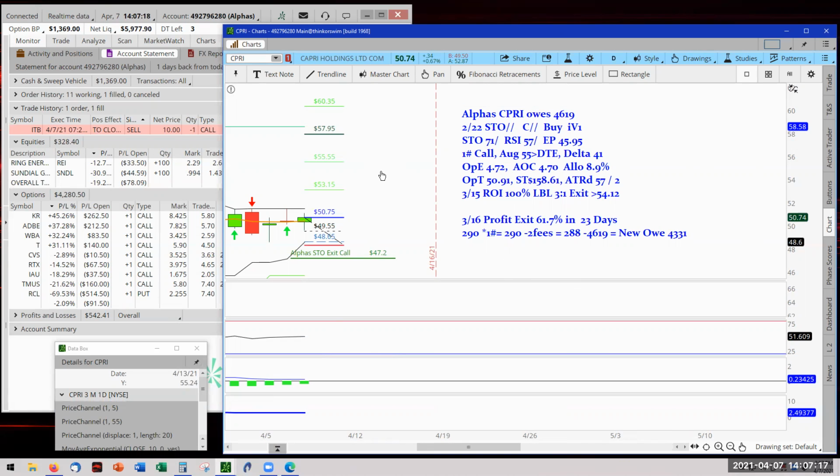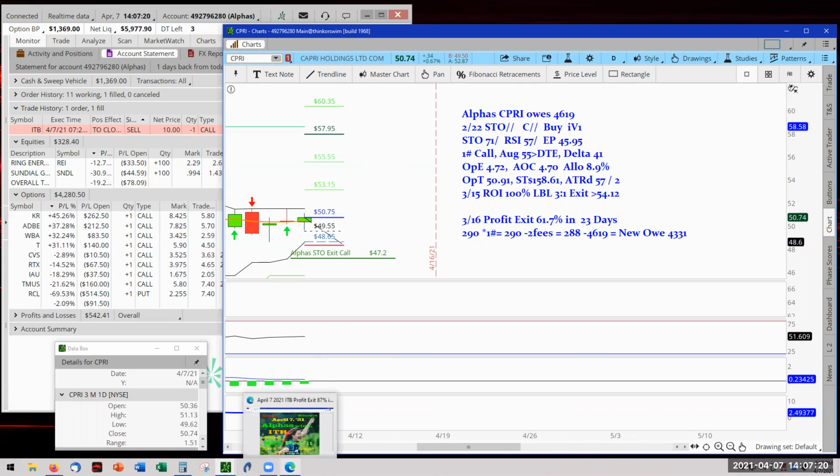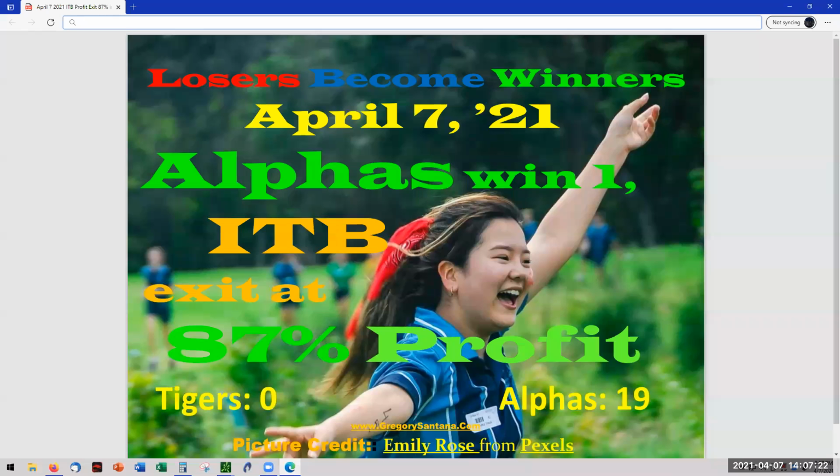With that said, we're going to go ahead and conclude today's report for losers become winners, with the Alphas having a win of ABT, exiting at 87% profit in 31 days of trade, 31 calendar days.